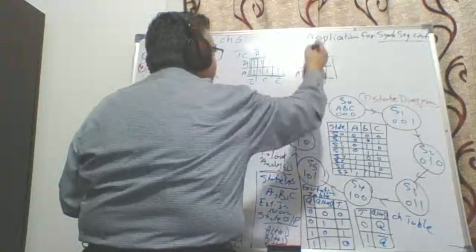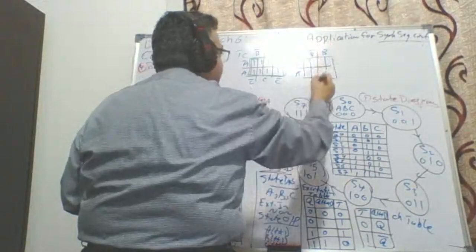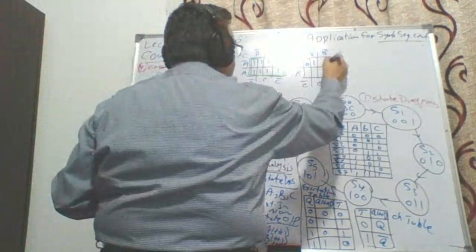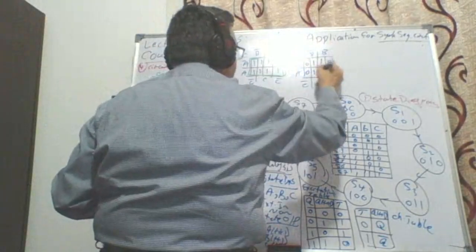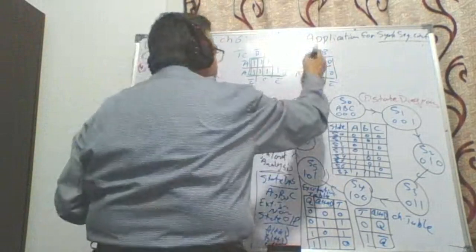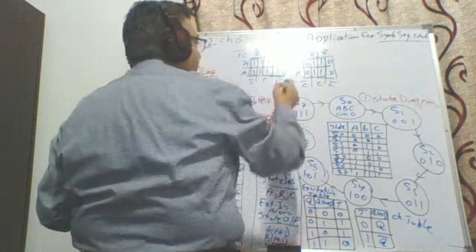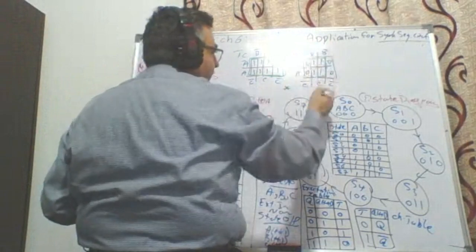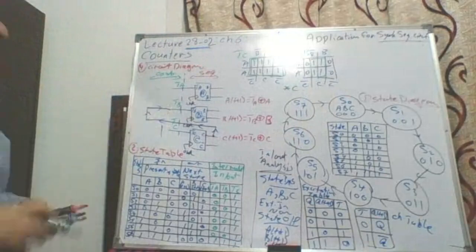A bar A, B bar B, C bar C bar. 01010101. Where is the contour? Here is the contour, a prime implicant. A bar cancels, B bar cancels. I have only C, and this is essential, so it is simply C.